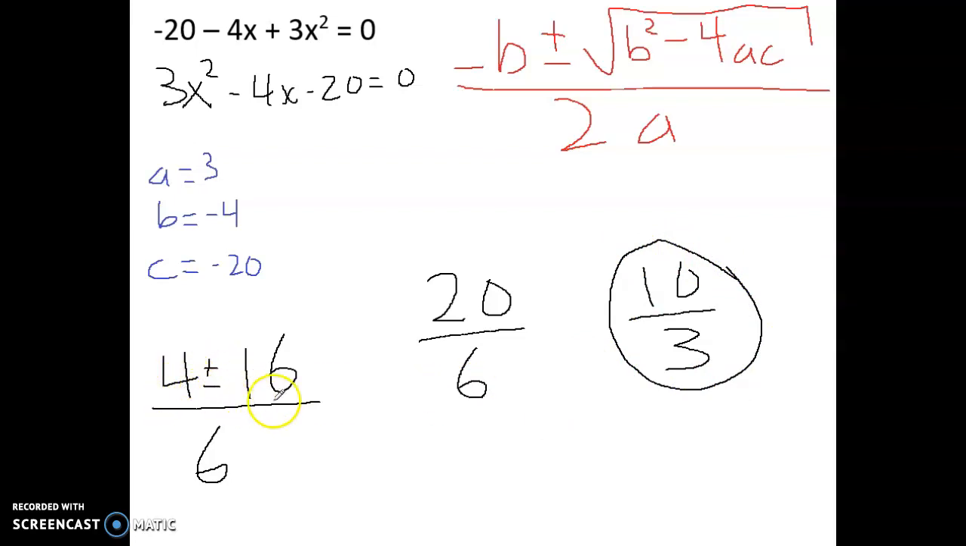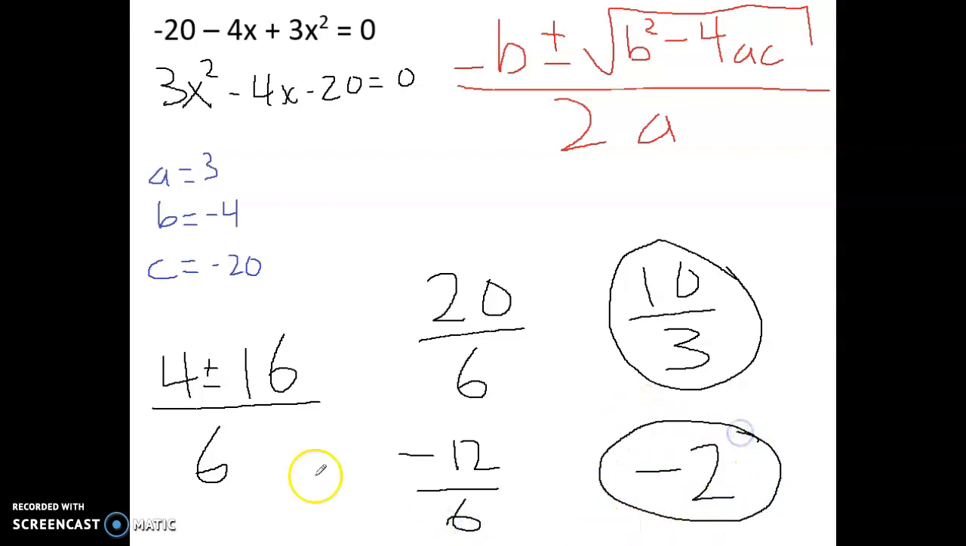And then 4 minus 16 is going to give you negative 12 over 6. So that reduces down to negative 2. So those are your two solutions. 4 plus gives you this one. 4 minus gives you this one.